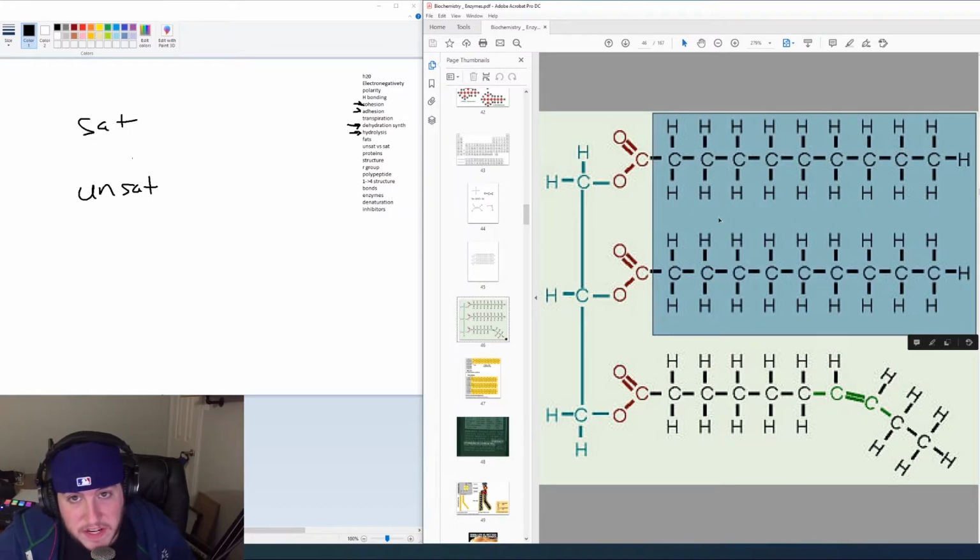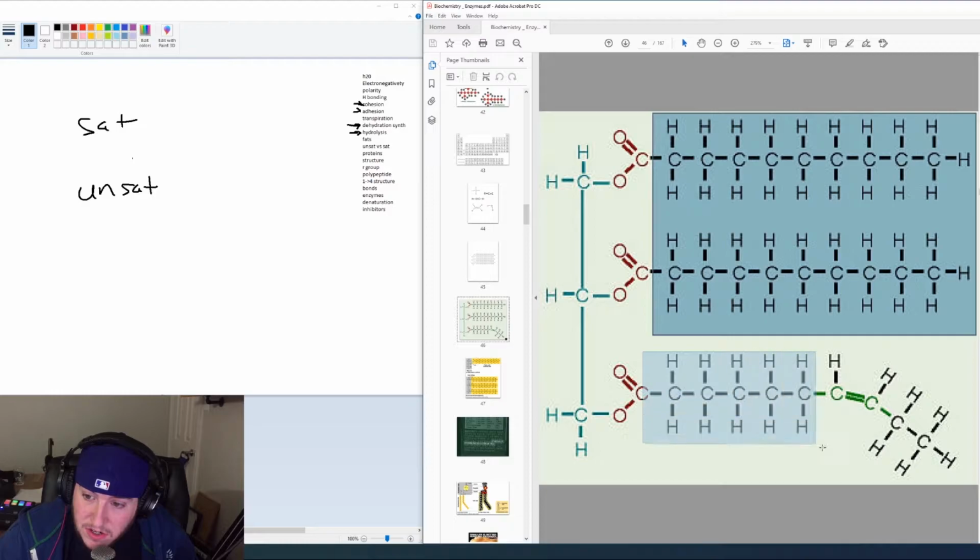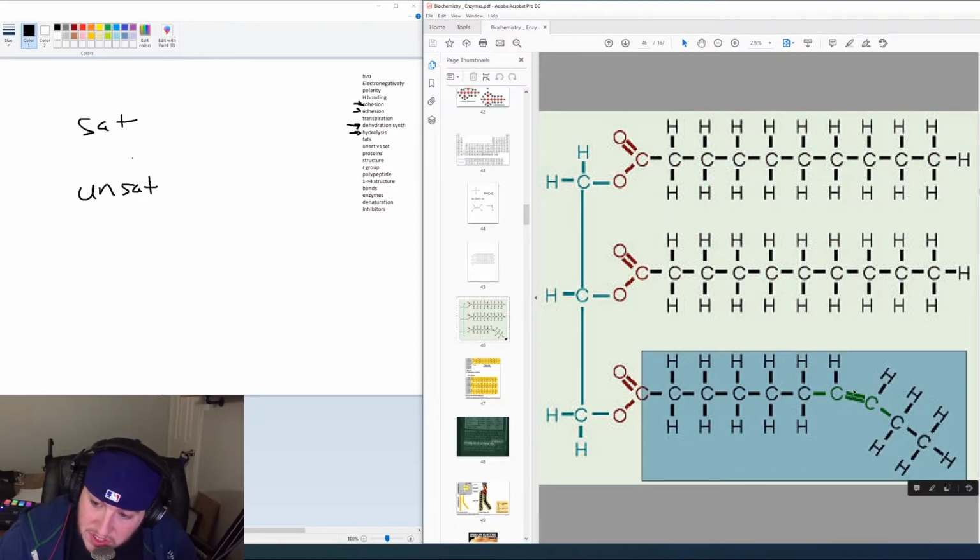These two are saturated fats, and we know they're saturated fats because they are straight. They're in a straight line. And saturated fats are always in a straight line. This one down here is an unsaturated fat, and we know that because there's this double bond right here that causes this kink, okay? And that kink is what makes this fat an unsaturated fat, okay?